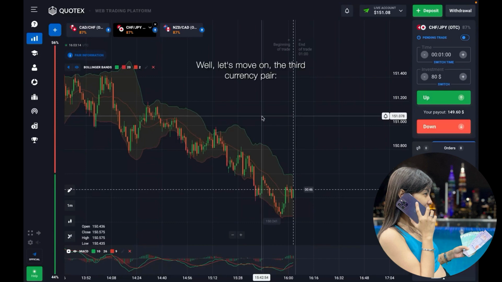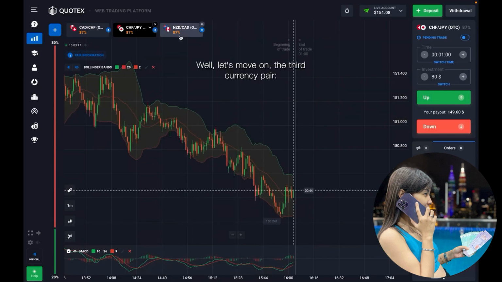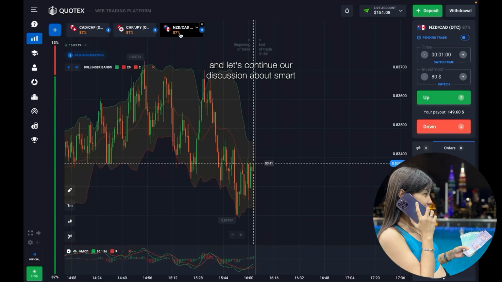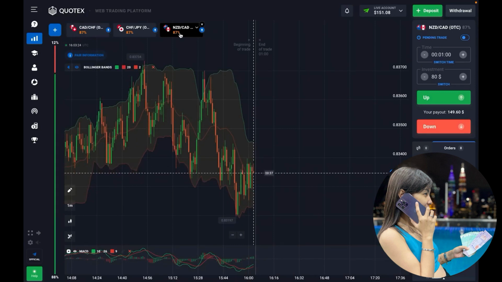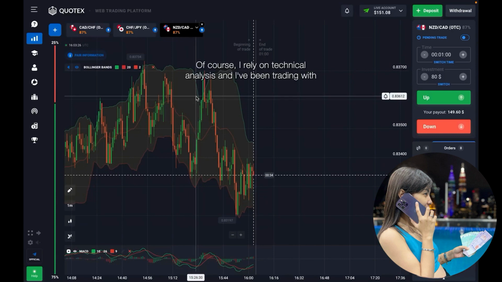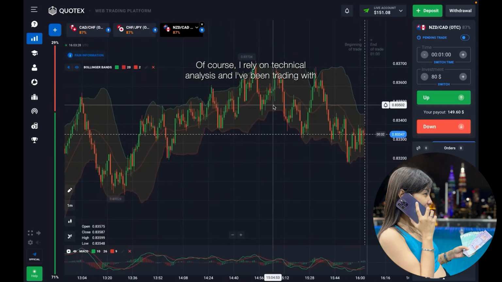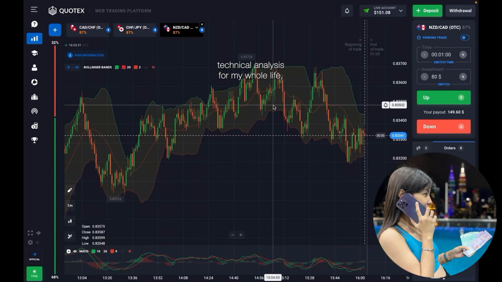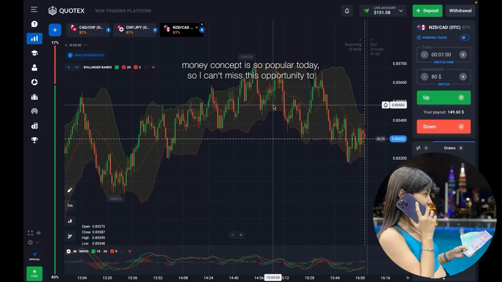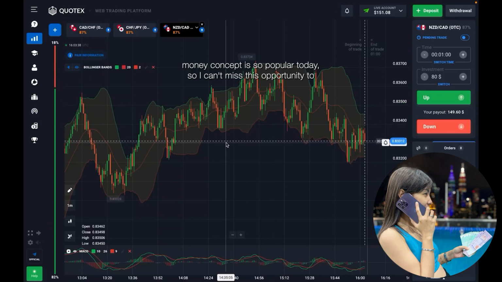So, well, let's move on. The first currency pair, New Zealand dollar and Canadian dollar. Let's continue our discussion about smart money technical analysis. So, what is better? Of course, I rely on technical analysis, and I've been trading with technical analysis for my whole life. But I understand that smart money concept is so popular today. I can't miss this opportunity to express my opinion on this topic.